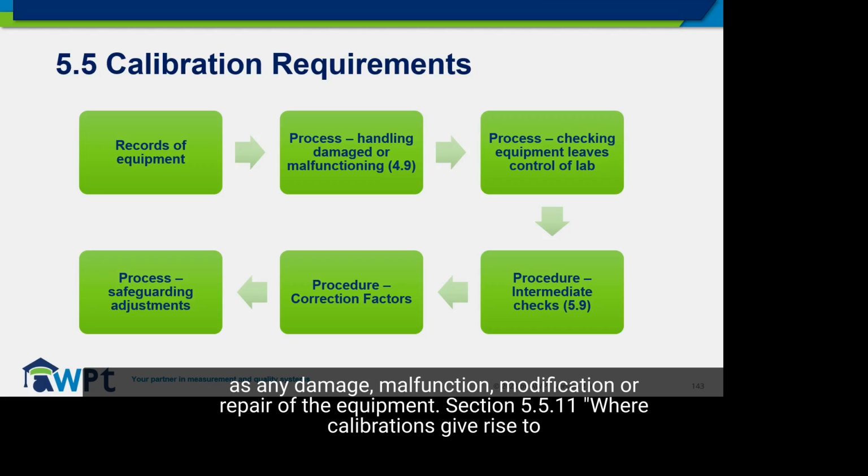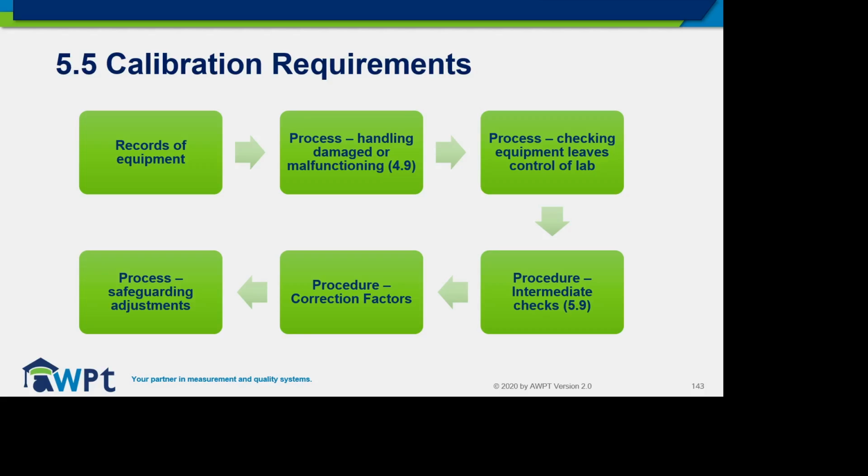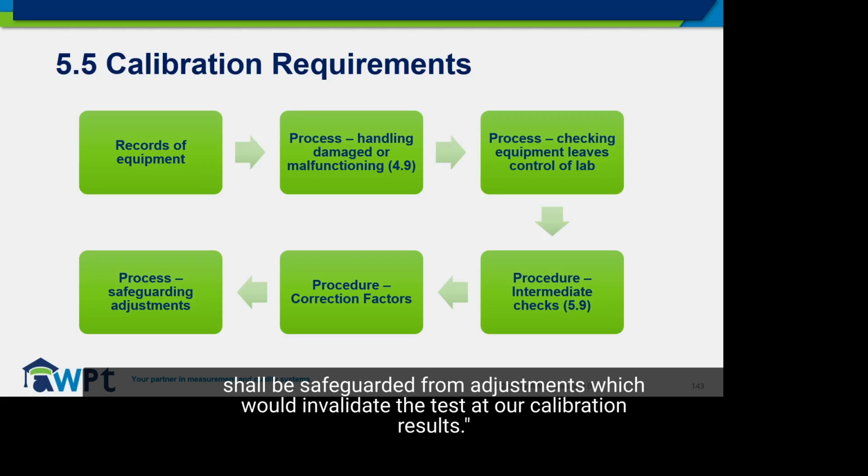Section 5.5.11, where calibrations give rise to a set of correction factors, the laboratory shall have procedures to ensure that copies are correctly updated. Section 5.5.12 states that test and calibration equipment, including both hardware and software, shall be safeguarded from adjustments which would invalidate the test and/or calibration results.